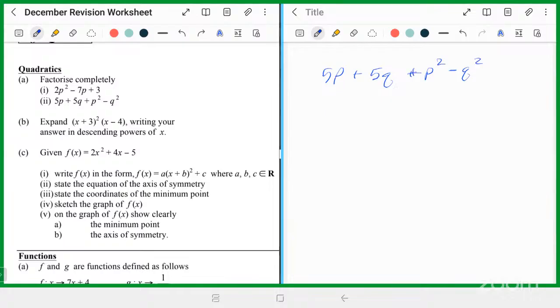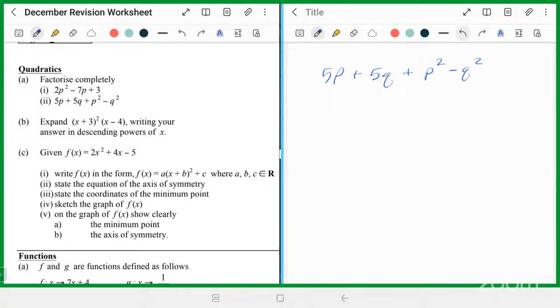Generally, we will look to factorize these two terms and these two terms. We want a common factor in each of them. Now, if you think about it, there's just a common factor of 5 between those two. But this is not the difference of two squares. So factorizing this part, we factorize it as a difference of two squares, because that's what it is.